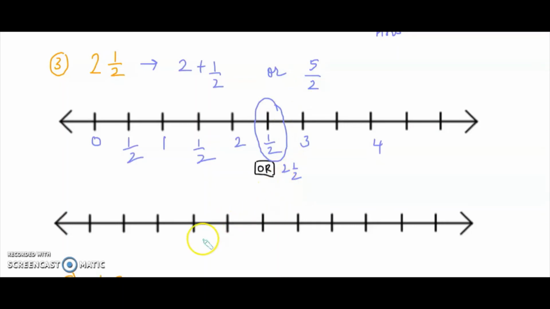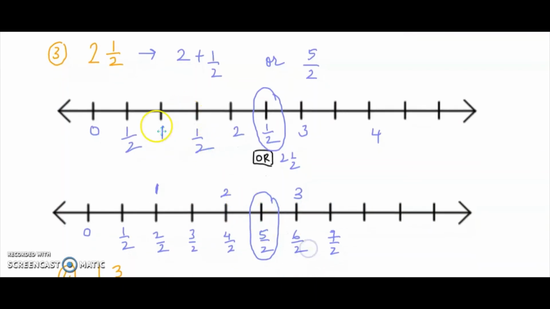The other way of representing is you directly start from 0 and start labeling it 1 by 2, 2 by 2, 3 by 2, 4 by 2, 5 by 2, 6 by 2, 7 by 2. Yes, 2 by 2 is going to be a 1, 4 by 2 is going to be 2, 6 by 2 is going to be 3, right? But I need to show what? 5 by 2. So that's the answer. Either you can go by 2 plus half, means the number is between 2 and 3, or you go directly in the mixed form.